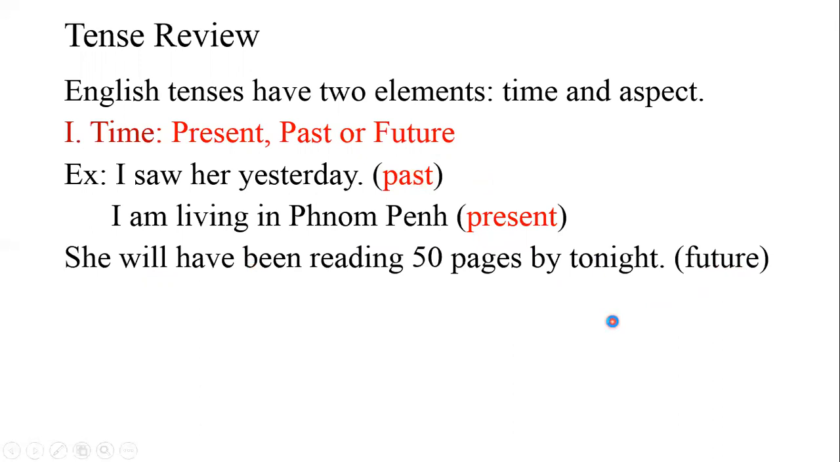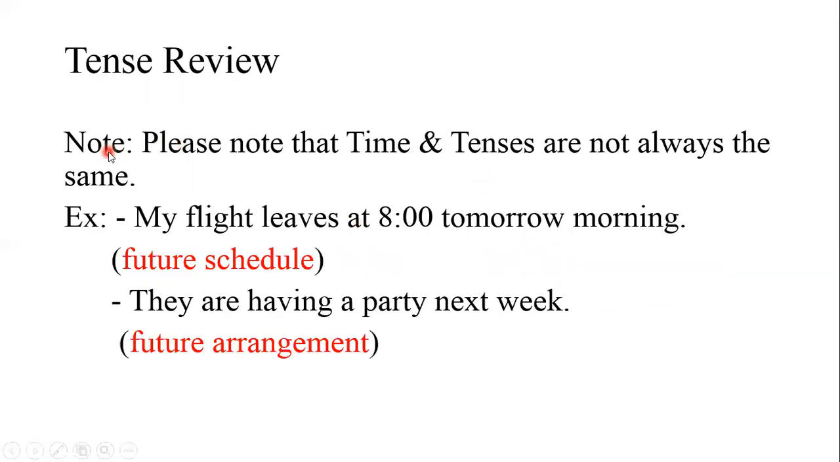Now let's move on, everyone. Please note that time and tenses are not always the same. Please look at here. My flight leaves at 8 o'clock tomorrow morning. So this is present tense, present simple tense. But the time here is not about now, not about the present, but about the future. It is called a future timetable or future schedule, because my flight leaves at 8 tomorrow morning, not now. So here, present tense talks about the future timetable.